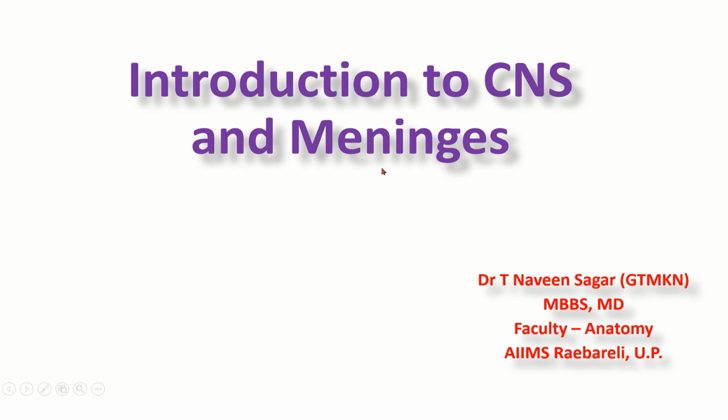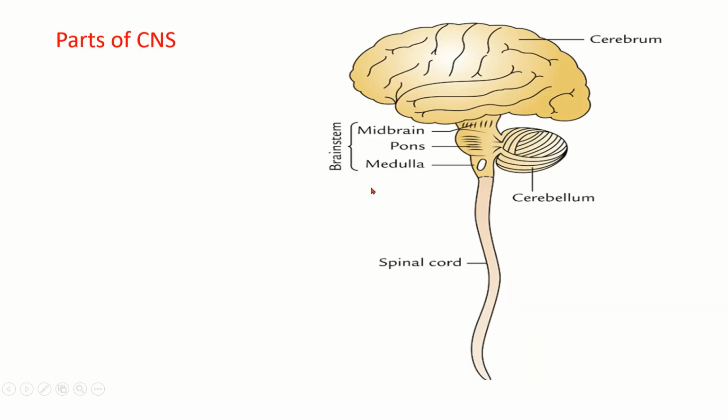In this session, we'll be dealing with the meninges. So before going to meninges, we'll see what the CNS actually contains. The CNS contains the brain and spinal cord. These are the major parts of the brain: the cerebrum, cerebellum. Hidden here will be the diencephalon, midbrain, pons, medulla. These three together are called the brainstem.